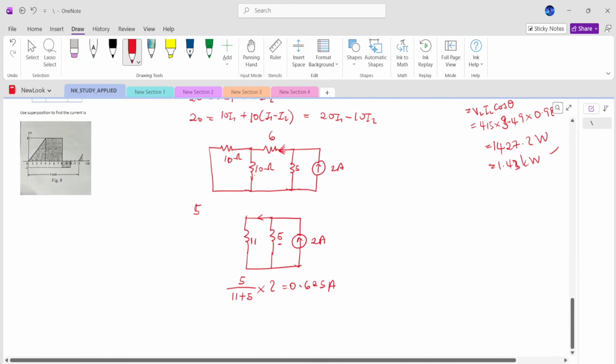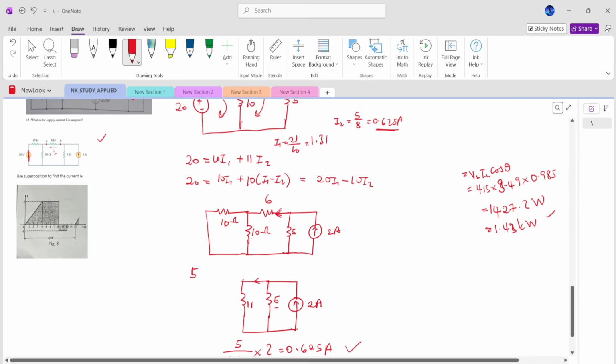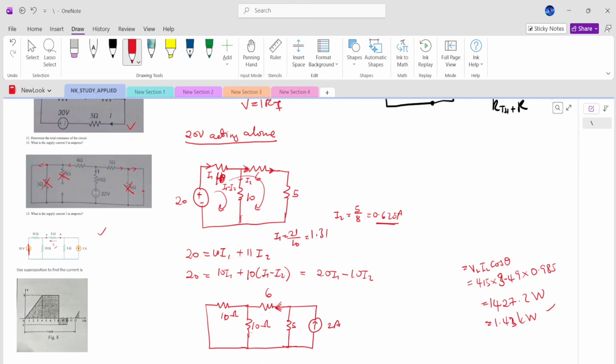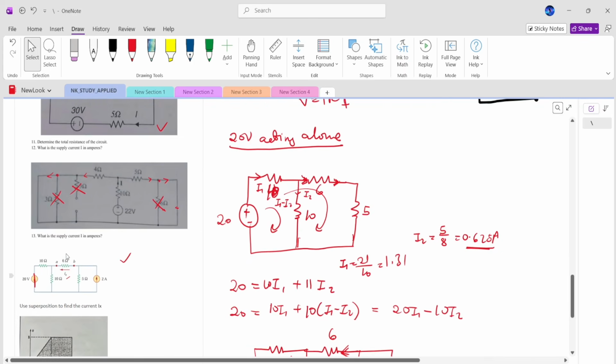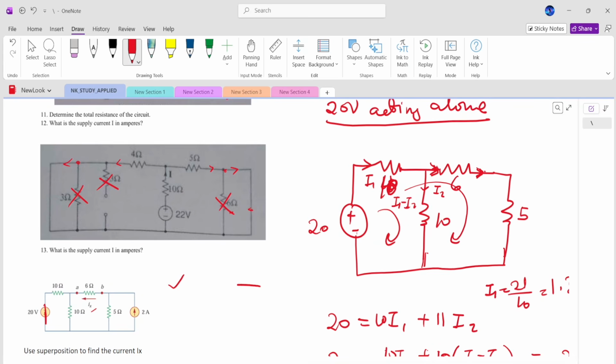Great. So that's the current flowing through that one, right? So now what is the value of Ix? We've seen the contribution of the current source, and we've seen the contribution of the voltage source. So when we check the current through Ix, what is it going to be? Let's come back. The question has given us a direction for Ix, right? Ix is going this way.